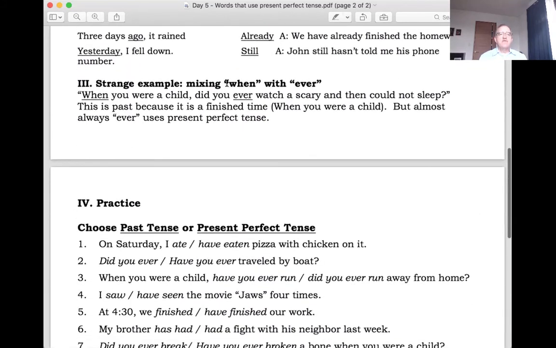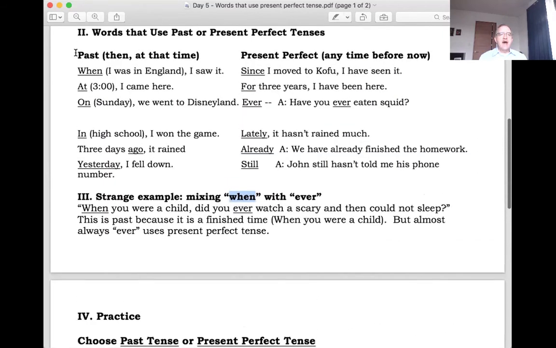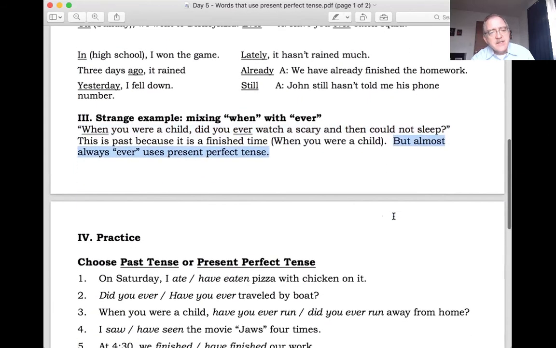Now here's a strange example of when we mix when, which usually takes the past, with ever, which usually takes the present perfect. Have you ever? Okay. What happens when we put those two together? Look at the example. When you were a child, did you ever watch a scary movie and then you could not sleep? Okay. This uses when and ever, but this is past tense. Why? Because it is a finished time, when you were a child. All right. So please remember, when you were a child, did you ever? Yes, I did. Okay. That's unusual. Almost always ever uses present perfect tense.